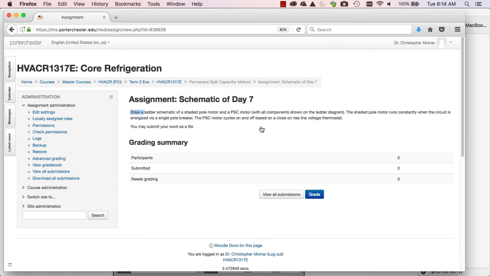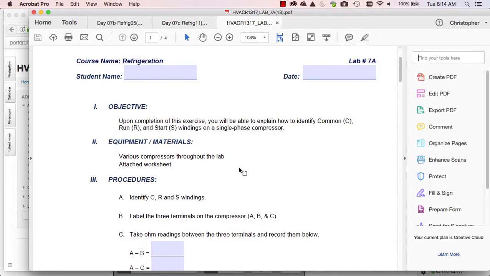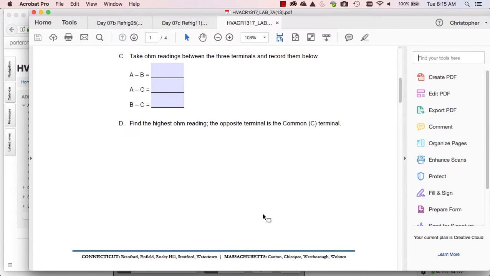Now, let's go ahead and take a quick look at the lab. The lab is having you measure the C, R, and S windings. Let's say you get a compressor that you have no clue what the windings are, or a motor that you know is a PSC motor or any split-phase motor and you don't know what it is. You're going to have 3 terminals on the side of the motor or 3 wires. To find the start, run, and common wire, you're going to take a reading across all 3 wires.